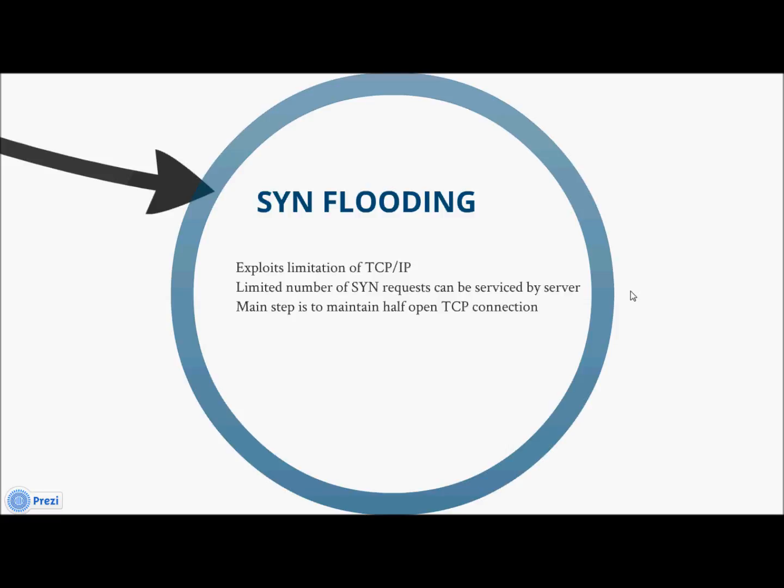All TCP connections should undergo a three-way handshake to establish a connection between client and server. Initially, the client sends a SYN packet to the server. The server replies with a SYN ACK packet. The client then sends back the acknowledgement, and this way the three-way handshake gets completed. But the basis for SYN flooding is to maintain half-open connections.